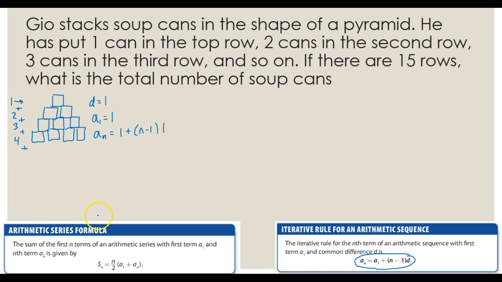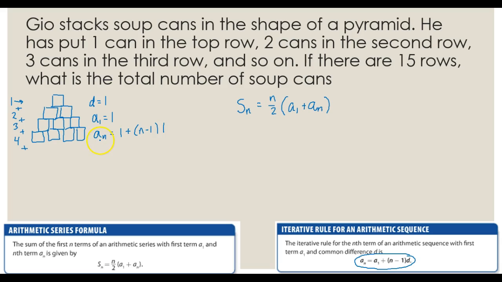Well, that's a series question. Remember, a sequence is just a bunch of numbers in a row that follow a pattern. A series is taking those same numbers and adding them together. And so we have the formula down below. Sn equals n over 2 times a1 plus an.